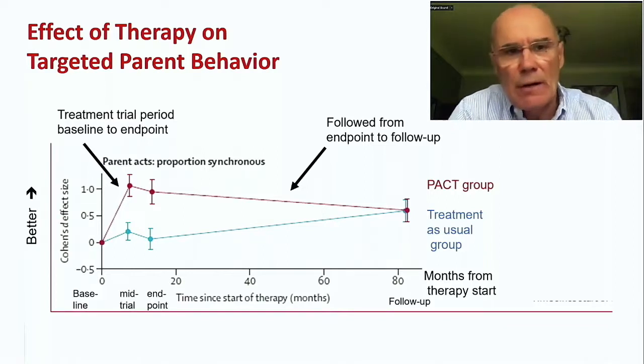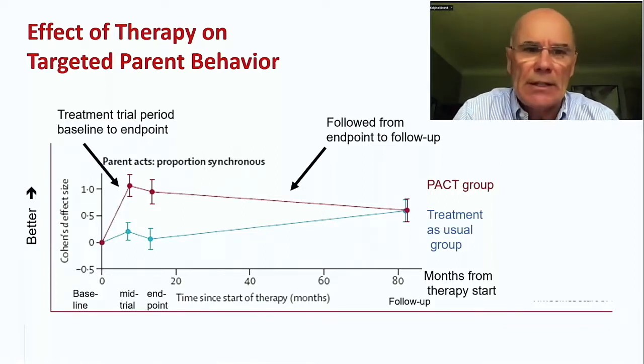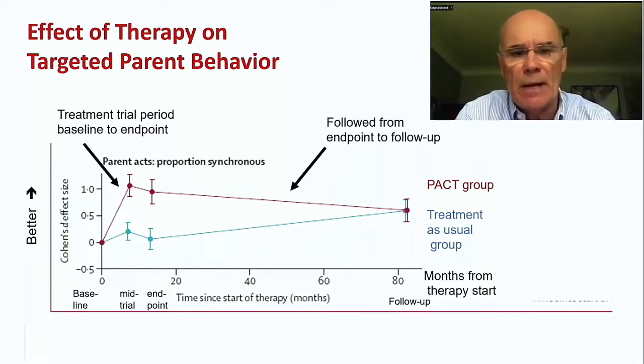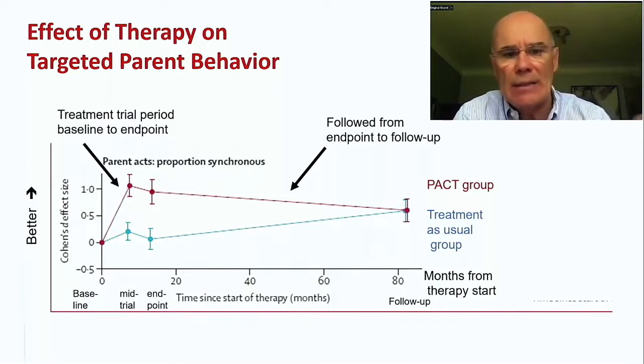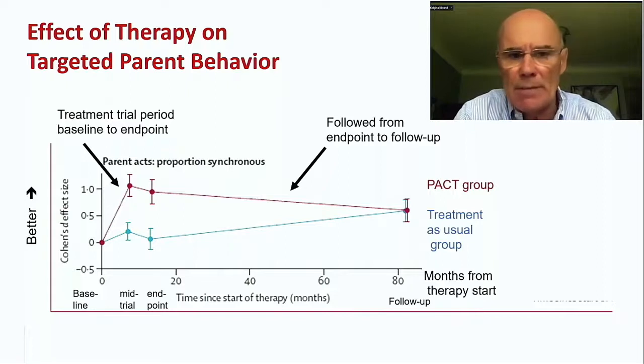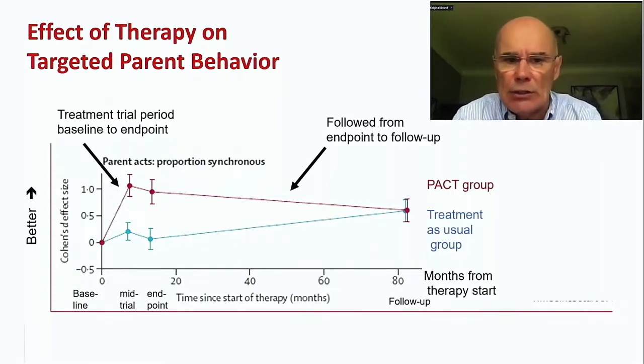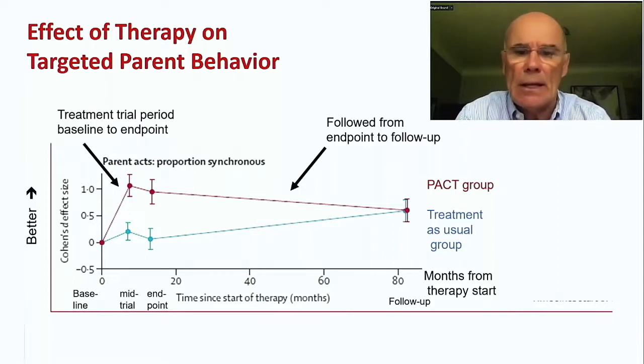And this first graph looks at the effect of the therapy on targeted parent behavior. This is what we call synchrony of parent response. What you see here is that the difference between the two lines, which is equivalent to the treatment effect, the extra added value of using PACT, shows a very high treatment effect during the period of the therapy. And then gradually the two groups coalesce towards the follow-up. This is in terms of the parent behavior.